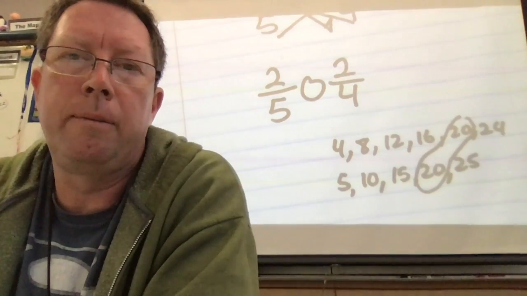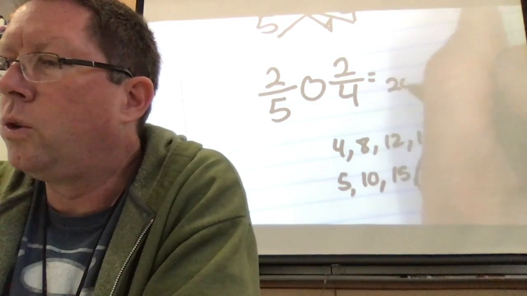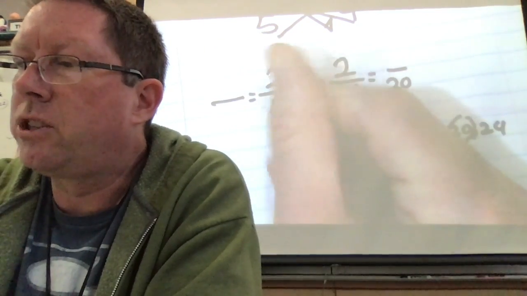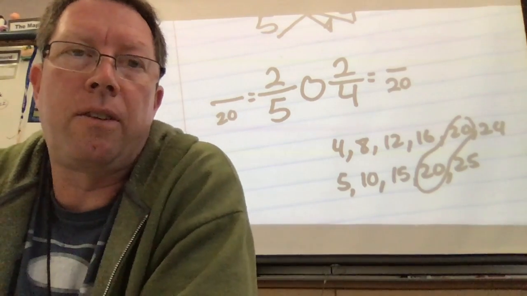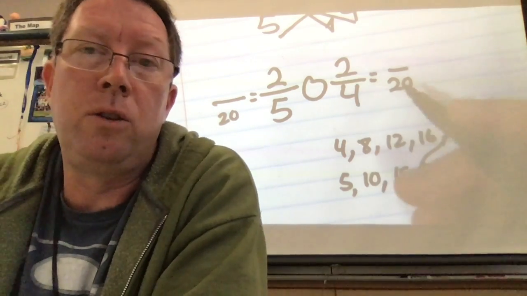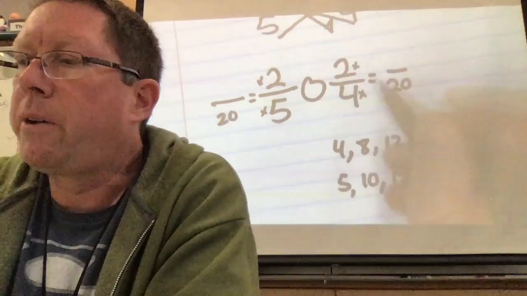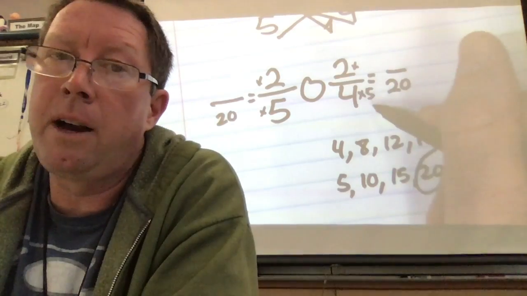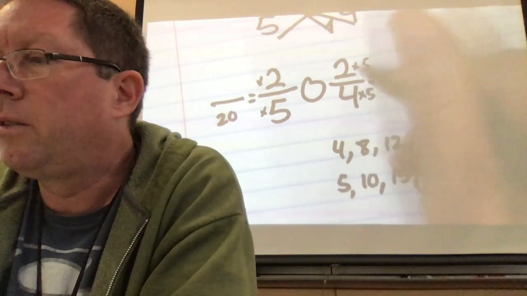They both have 20. So I could change the 2/4 into a fraction with a 20 on the bottom, and I can change the 2/5 into a fraction with 20 on the bottom. You just need to ask yourself, how do you do that? So how would I change a 4? And it has to be using multiplication. How would I change a 4 into a 20? Well, I would times it by 5. Whatever you do to the bottom, you have to do to the top. 2 times 5 would be 10.